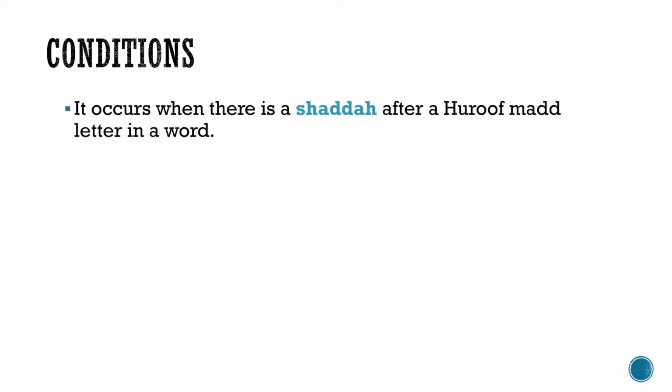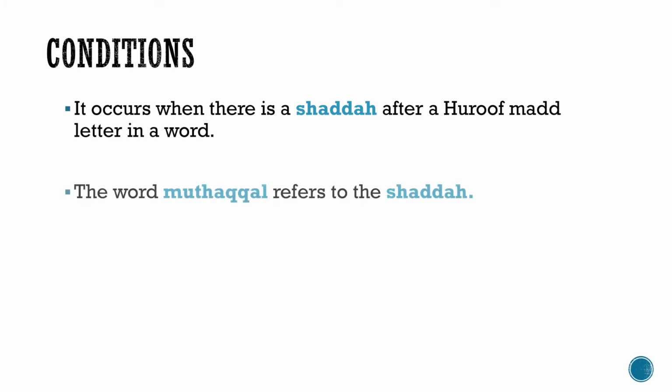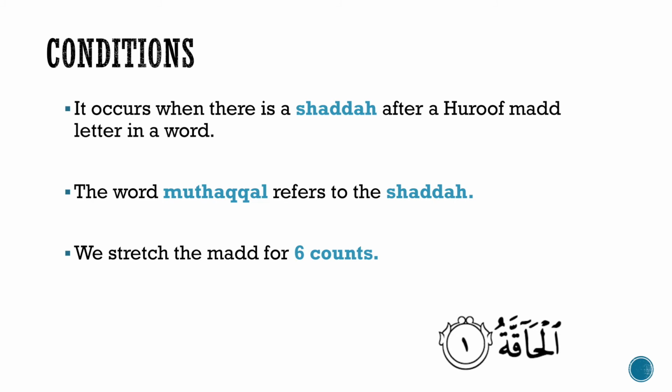Let's summarize Mad Lazim Kalami Muthaqqal. The condition for this is that it occurs when there is a shadda after a huruf mad letter in a word. The word muthaqqal refers to the shadda, and we stretch this mad for 6 counts. For example, al-haqqah, was-saffati.